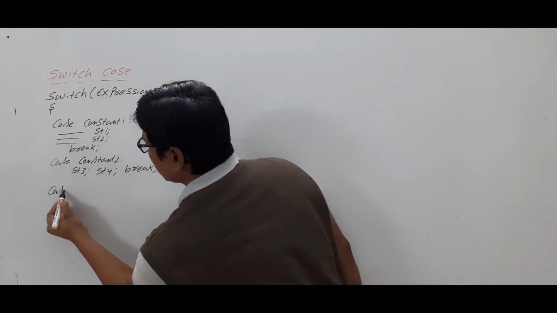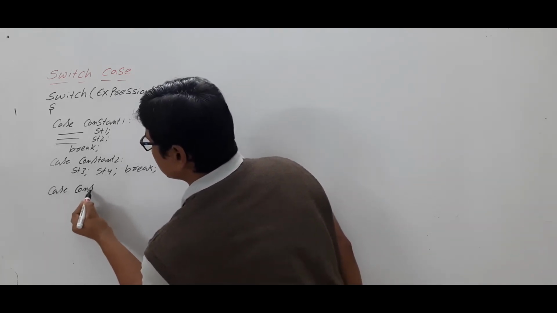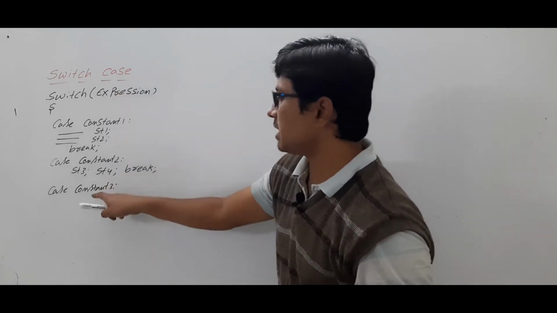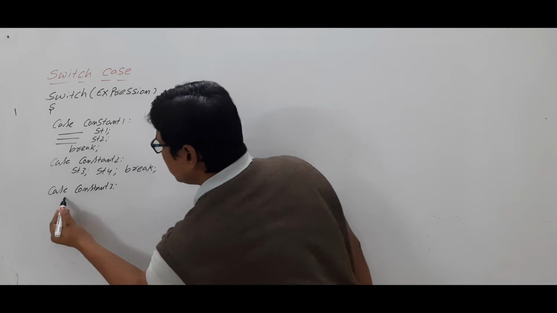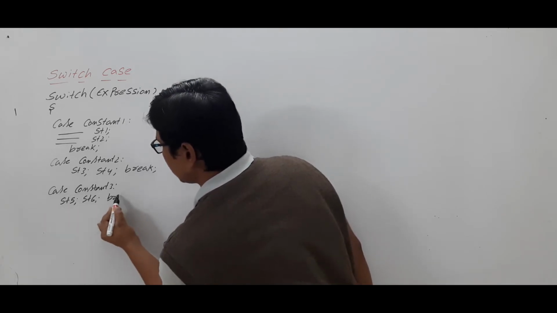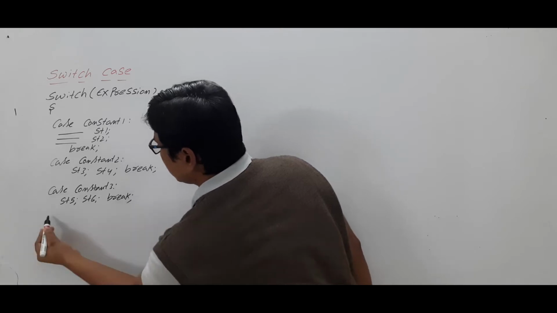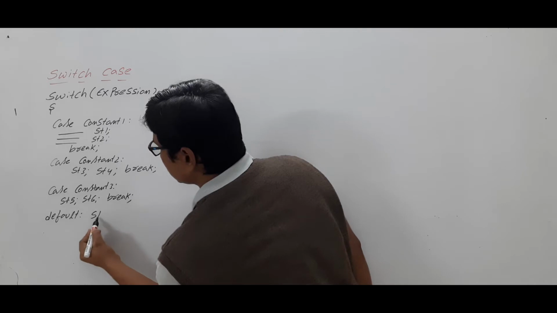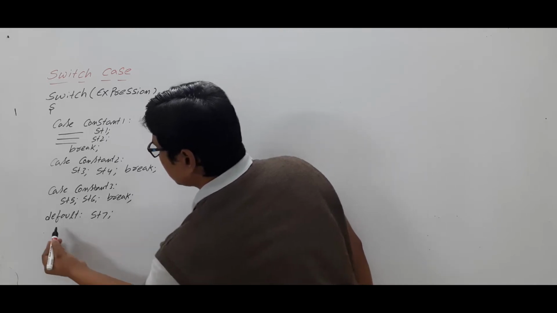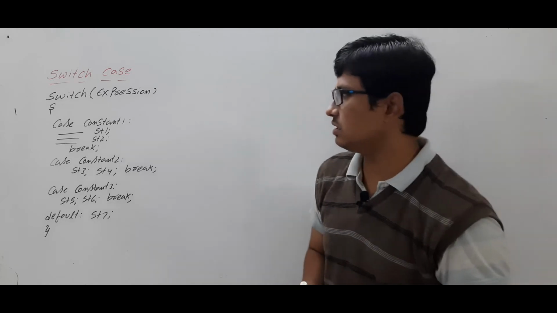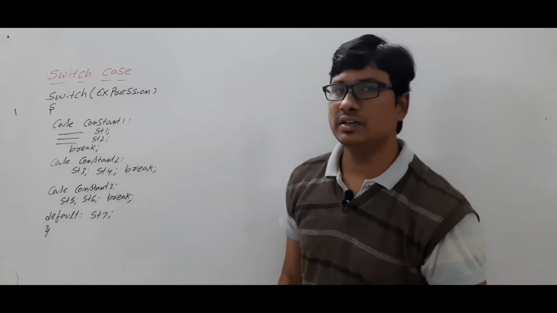Suppose you have case constant 3. If this expression matches with constant 3, then you need to execute some other statements, statement 5, statement 6, and then break. And then you will have the default, statement 7, and then you will have the close of the switch. So this is the generalized syntax of a switch statement.